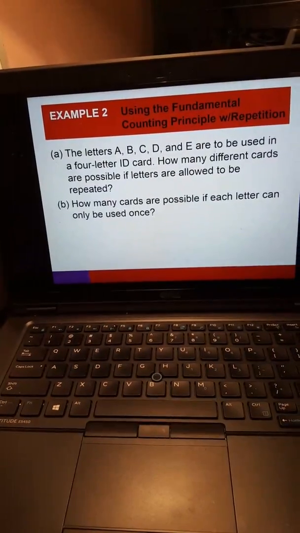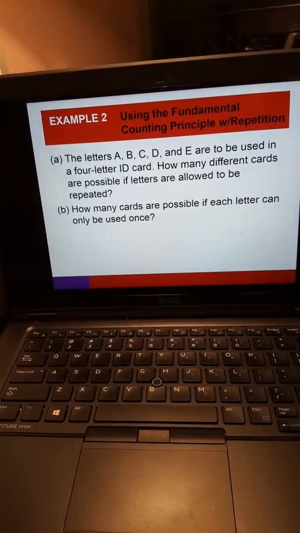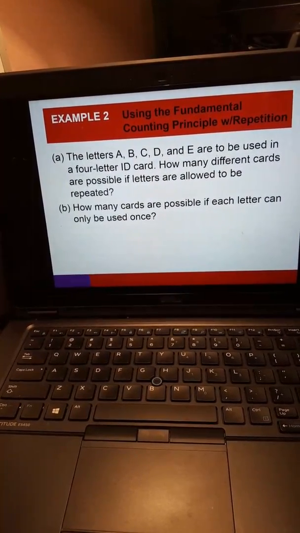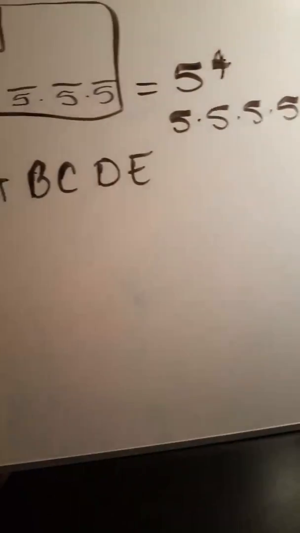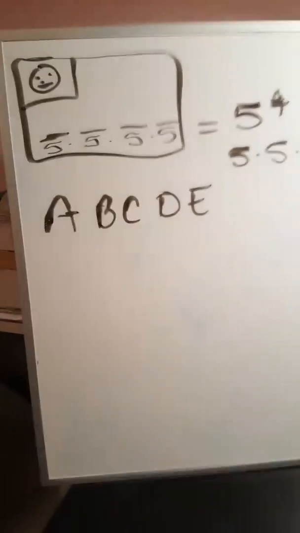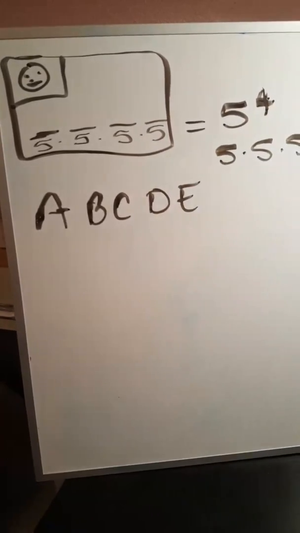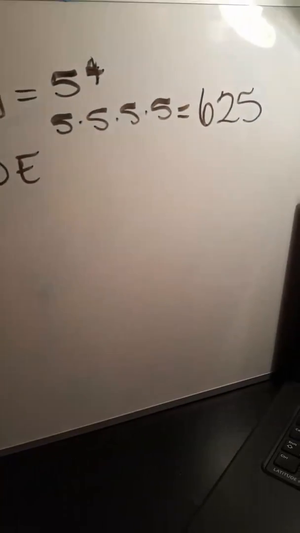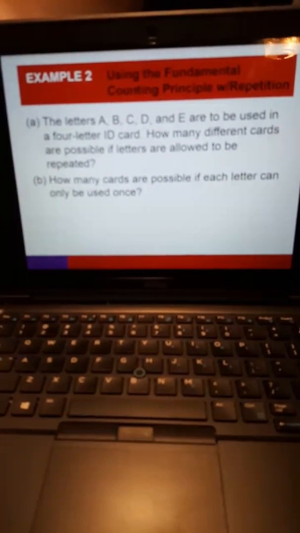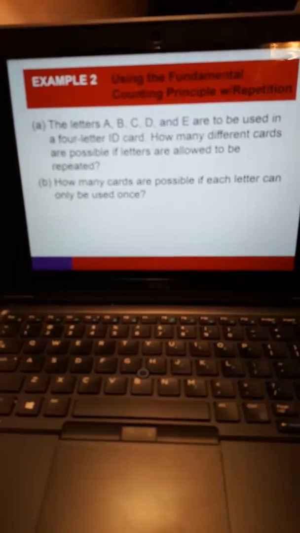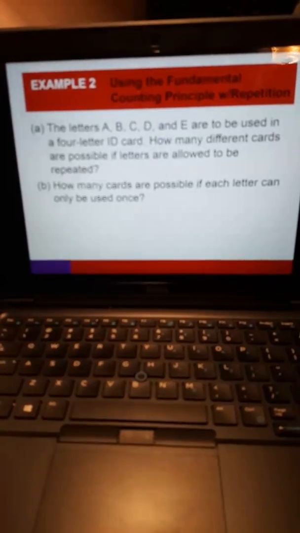So if we had an ID card and we had the opportunity to repeat any of the letters for those 4 slots, we would have 5 times 5 times 5 times 5, which is 625. Now we see that the second part says how many cards are possible if each letter can only be used once.